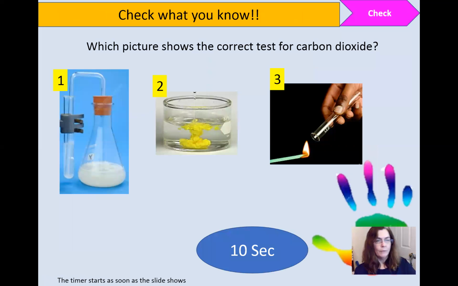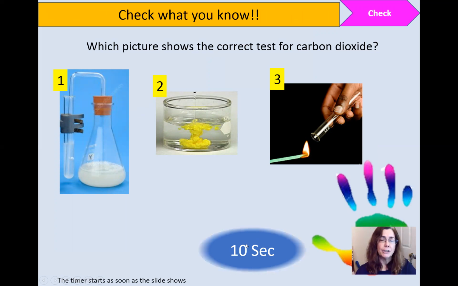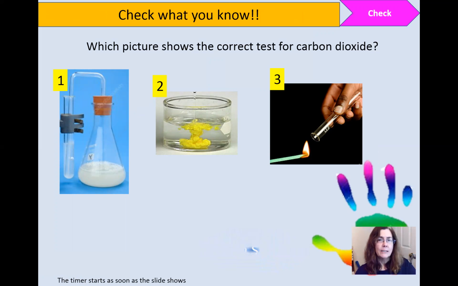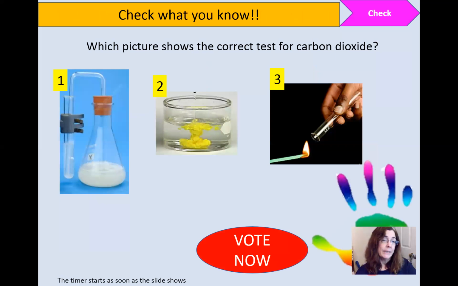Okay, so I'm not sure that the timer is going to start, but I want you to look at these three pictures. Which picture shows the correct test for carbon dioxide? Is it number 1? Is it number 2? Or is it number 3? Okay, which picture shows the correct test for carbon dioxide? Write it in your book now.